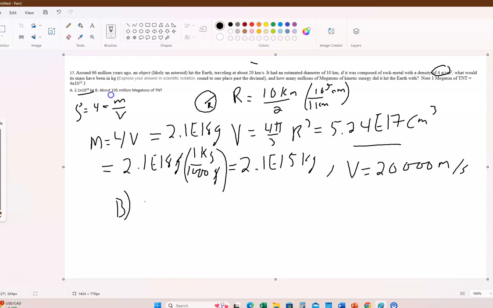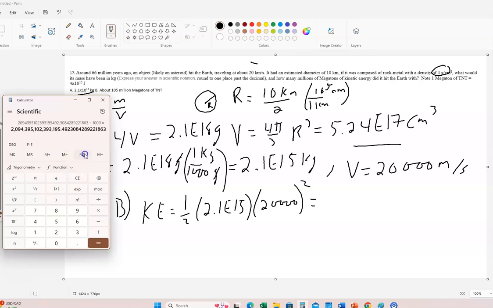All right, so now we're ready to do the kinetic energy. So the kinetic energy is going to be 1/2 the mass, which is this number here, 2.1 times 10 to the 15th, which is already in my calculator, times the velocity, which is 20,000, and you got to square that. That's going to give us an answer in joules. Let me store the mass to be on the safe side, and divide it by 2 because that's what you have to do.